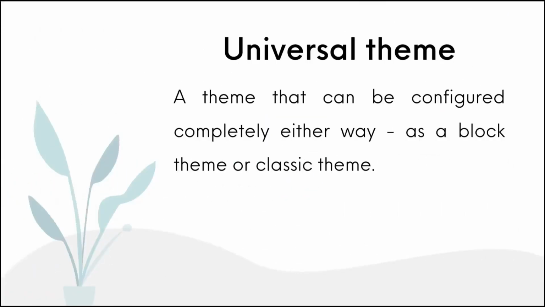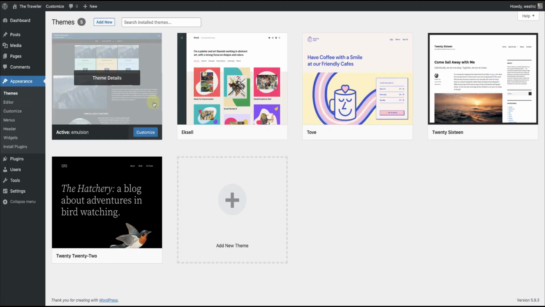And lastly, a universal theme is a theme that can be configured completely either way, as a block theme or classic theme. In this example, I've installed the universal theme Emulsion, and as you will notice, you have access to the customizer as well as the editor.